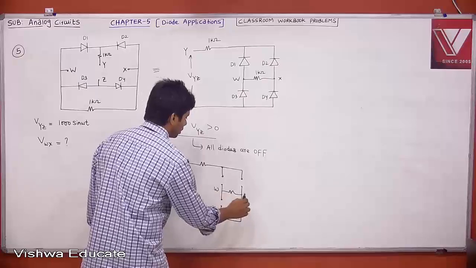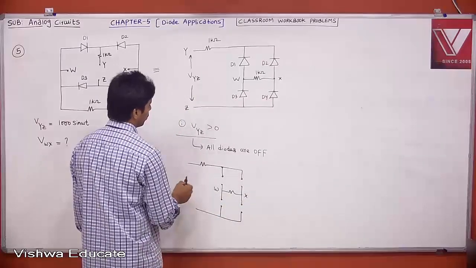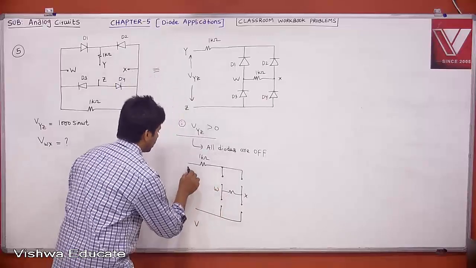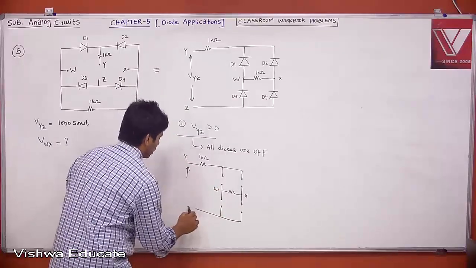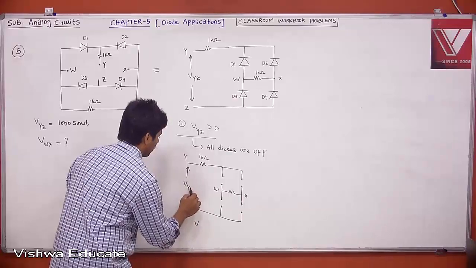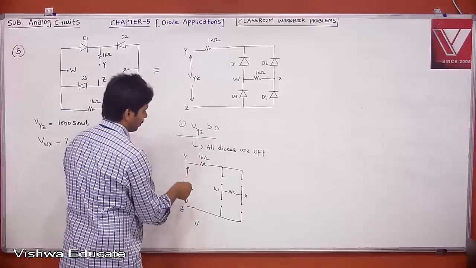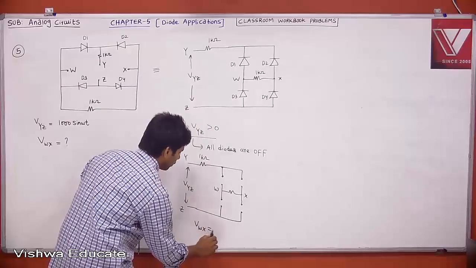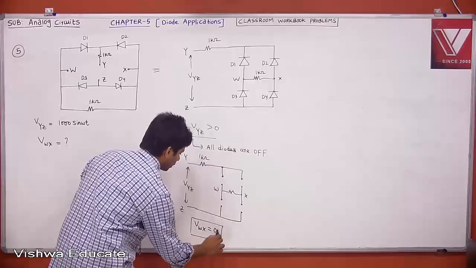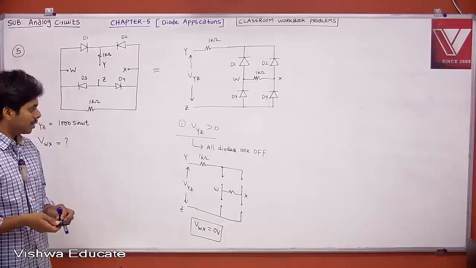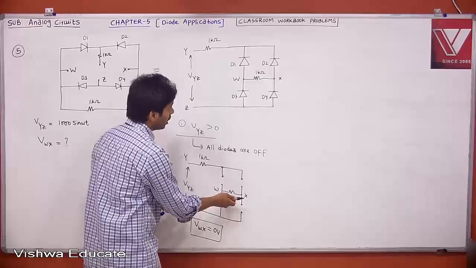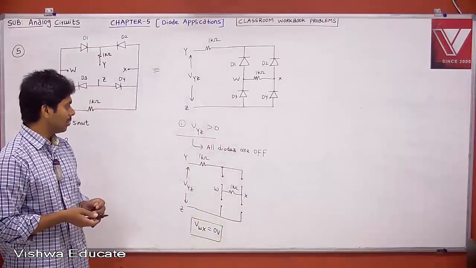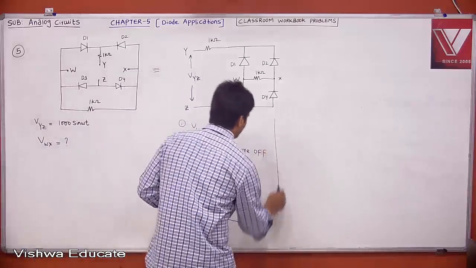Therefore, this is W, this is X, and this is the 1 kilo ohm. Then what is VWX, with VYZ positive? For positive voltage, all are off. Therefore VWX is 0 volt, because everything is floating and there is no current flowing through the resistor. If there is no current, then I into R, with I being 0, so the voltage drop will be 0.